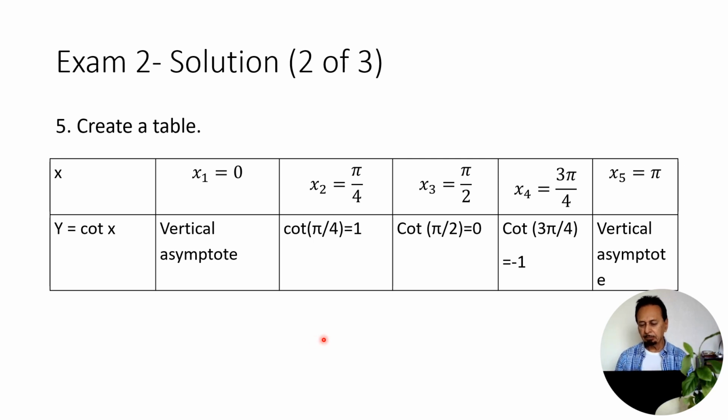So now set up the table. Let's write all the x values. The first is 0, pi over 4, pi over 2, 3 pi over 4, and pi. Now we find the y values. Cotangent 0 is undefined, so this is a vertical asymptote. And cotangent pi is also undefined, so there is a vertical asymptote here and a vertical asymptote here. Cotangent pi over 4 is 1, cotangent pi over 2 is 0, and cotangent 3 pi over 4 is negative 1.